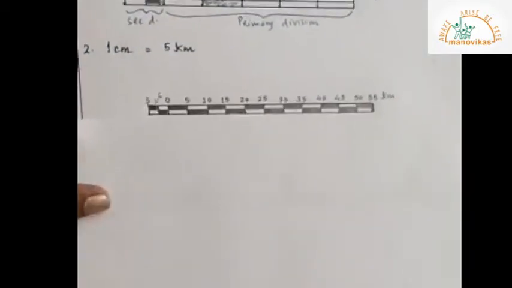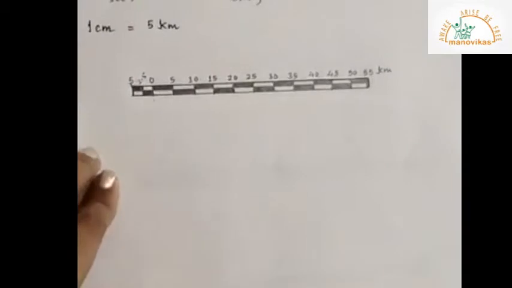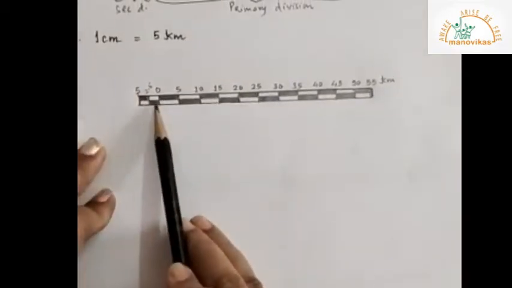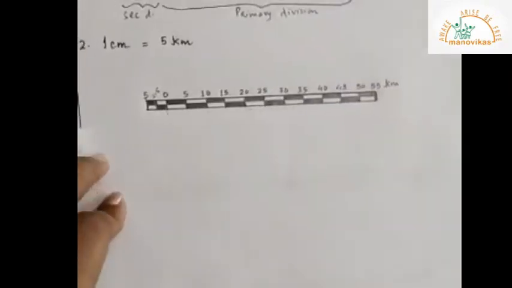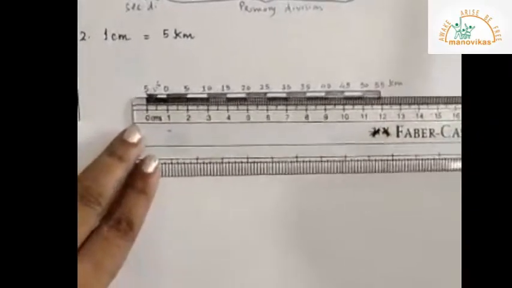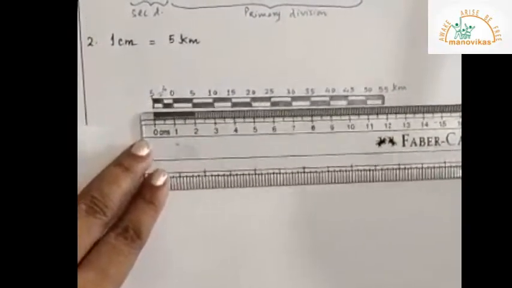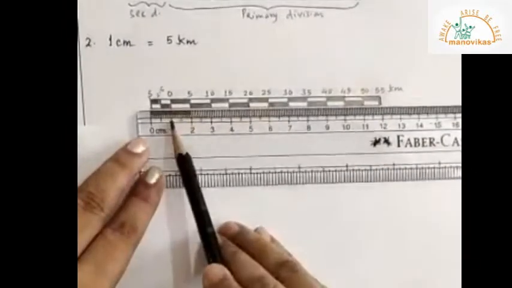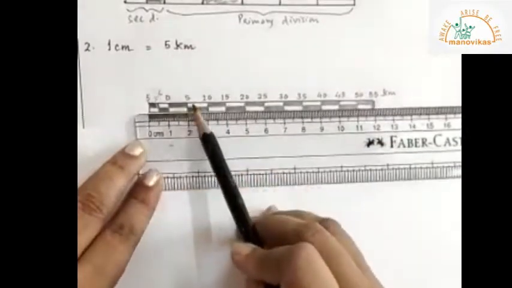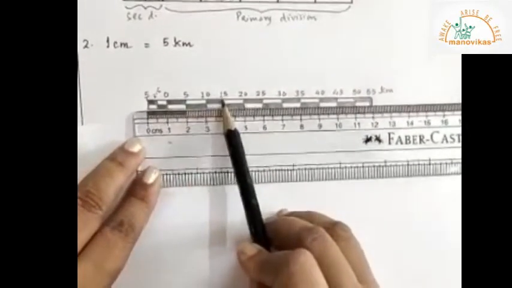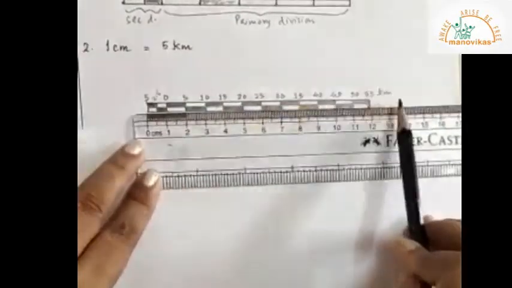The next example was 1 centimeter is equal to 5 kilometers. So we are drawing the scale at an interval of 1 centimeter each. What we have done here is drawn a line again nearly 12 centimeters. We have divided it into blocks of 1 centimeter each. The first block is 0 and the next value is 5 kilometers, followed by 10, 15, 20. It goes on this way.